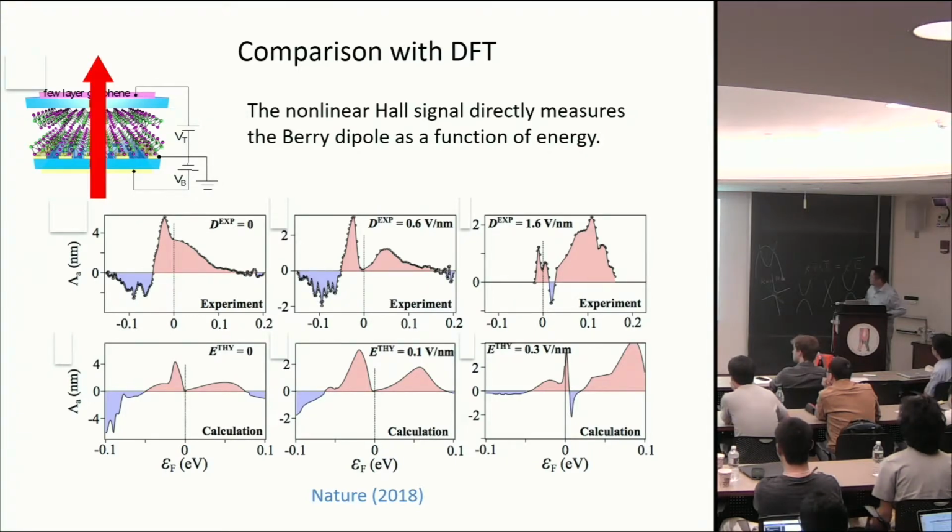Again, we compared it with the DFT calculation of the Berry curvature dipole, and experimentally you can change the band structure by applying a displacement field, right? The Berry curvature dipole changes with displacement field, and experimentally the measured second harmonic voltage also varies with the applied field. So the experiments and theory are qualitatively in agreement with each other.